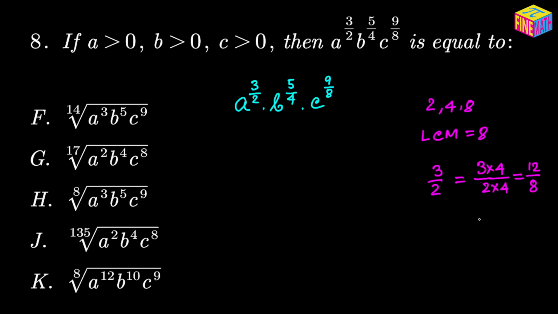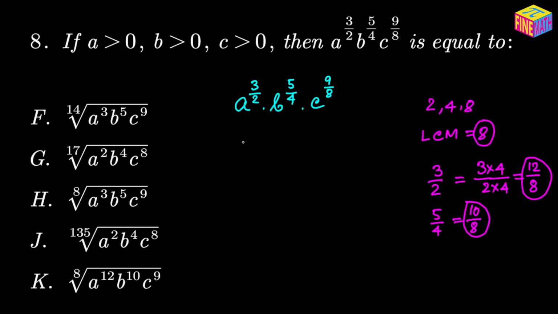So 3 over 2 is actually equivalent to 12 over 8, and similarly 5 over 4 will be equivalent to 10 over 8. And what about the 9 over 8? Well, it already has the denominator as 8, so we really don't have to worry about that particular exponent. But for the other two, you have to convert them into their equivalent exponent, which is 12 over 8 for the exponent of a, and 10 over 8 for the exponent of b.